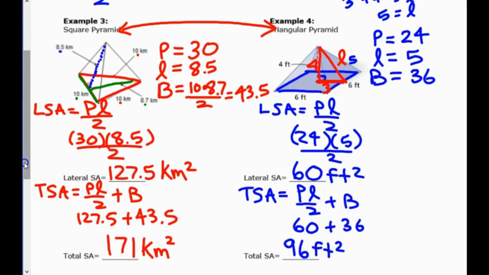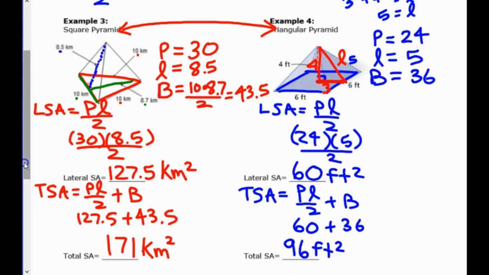So that is cones and pyramids. I think the hardest thing about it is that you need to make sure you know what L is, slant height. Big B is still area of the base. P, capital P, is also still perimeter of the base.